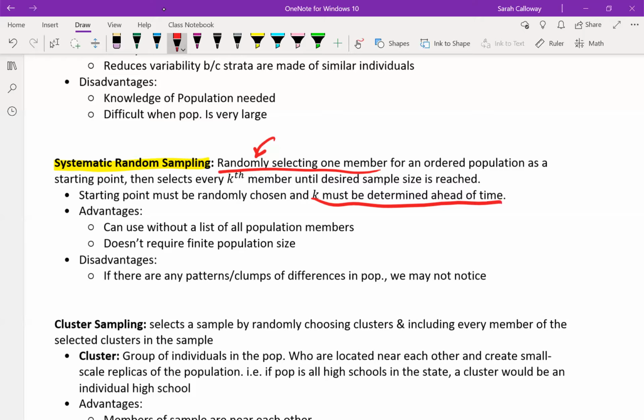The disadvantage to this is that because of that lack of a requirement of a finite population size, I don't know everything about the entire population. So if there's any patterns or clumps of differences within that population, we might not notice. So there might be strata that we should have taken into account and maybe did a different sampling method, but we can't tell because we're assuming this population size is infinite.